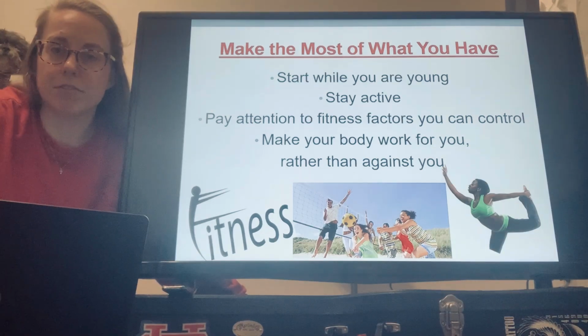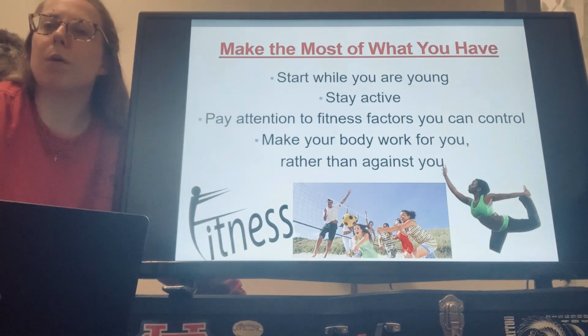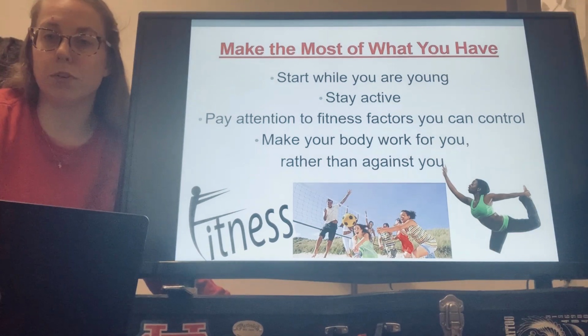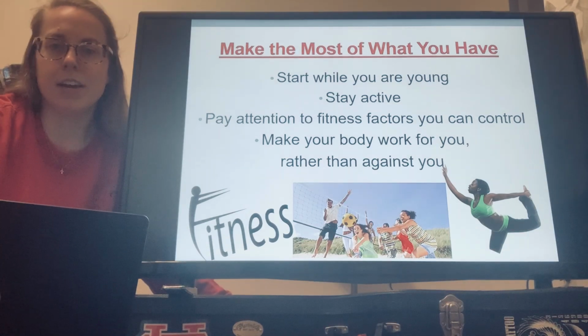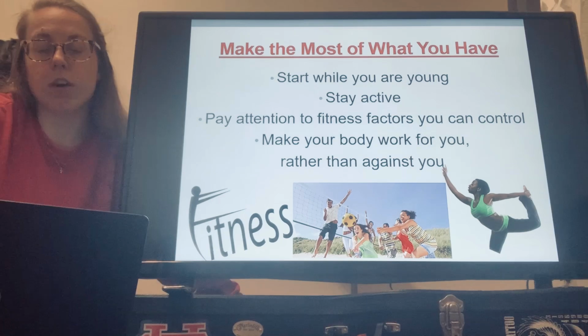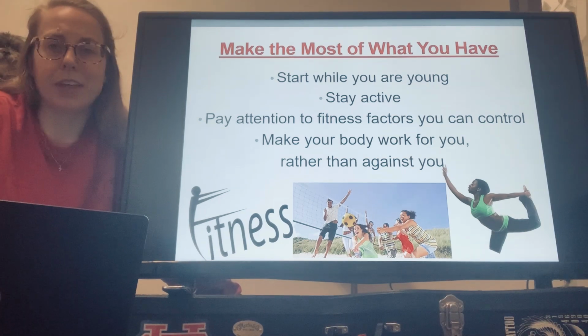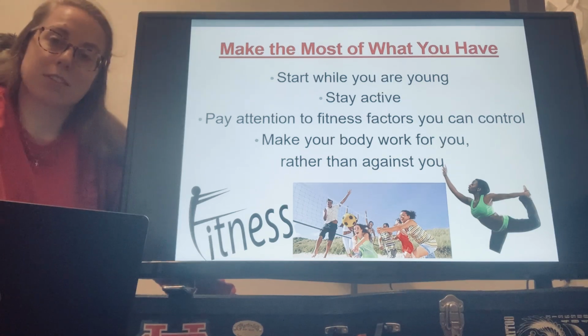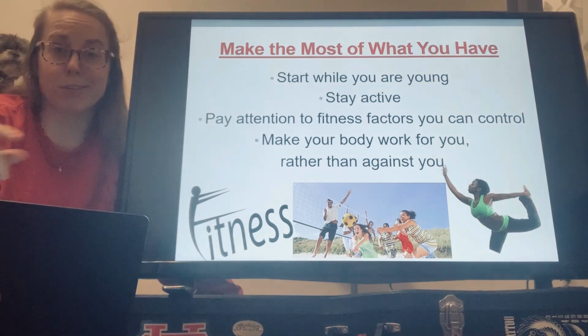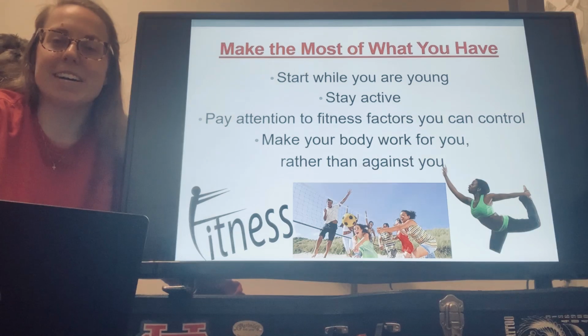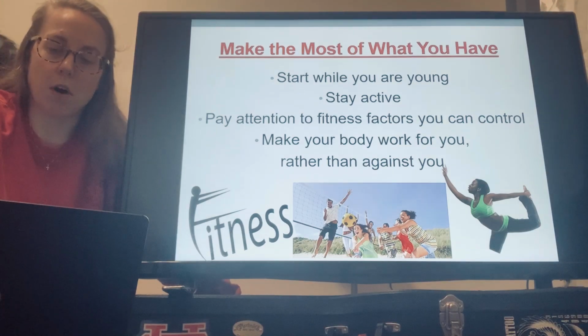Okay, stay active. Okay, if you're already an athlete, keep doing that. If you're not an athlete, that's okay. There are other ways that you can be active, like getting out and walking, getting out and going for a run, participating in little things, like maybe it's weightlifting, maybe it's going to the gym. Not now because of coronavirus, but just different ways that you can get involved.